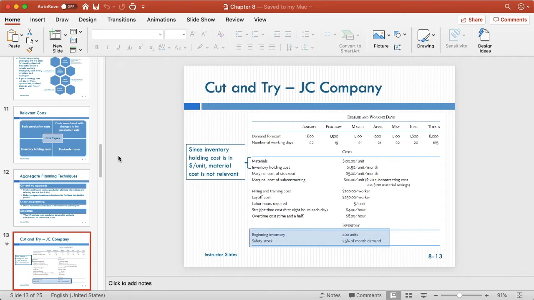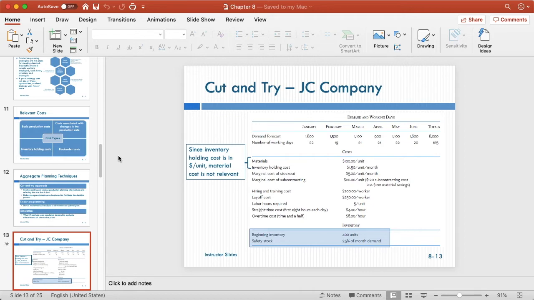Then the context shows you a lot of different costs: the material cost, the inventory holding cost, the cost of stock out, the cost of subcontracting, hiring and training costs, layoff costs, labor costs, labor hours, production cost and overtime cost. A lot of costs. First of all, not every cost is necessary for every strategy. For example, the hiring and training cost.